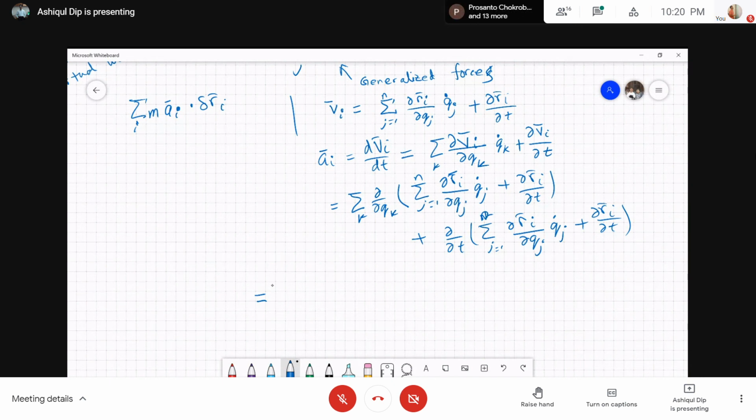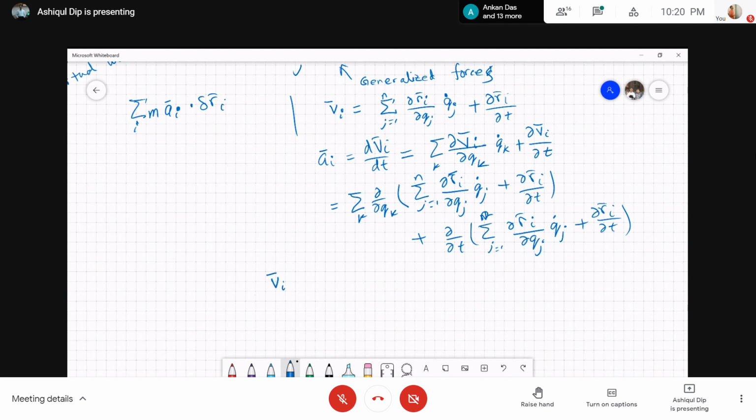Actually, we can do it in another way, and that would be better, I think. When j is not equal to k, I think no, it doesn't reduce. So let's start with this thing.